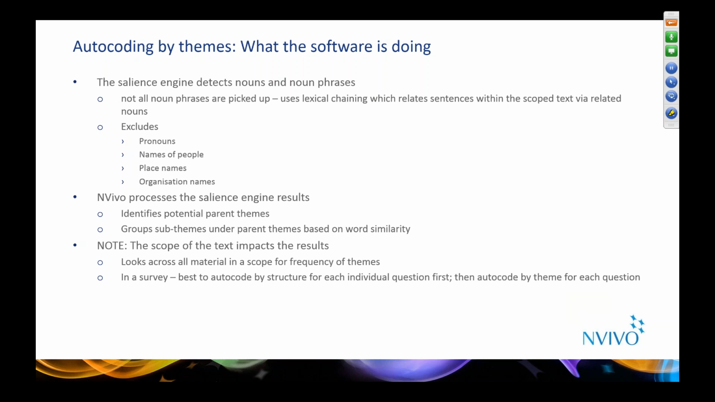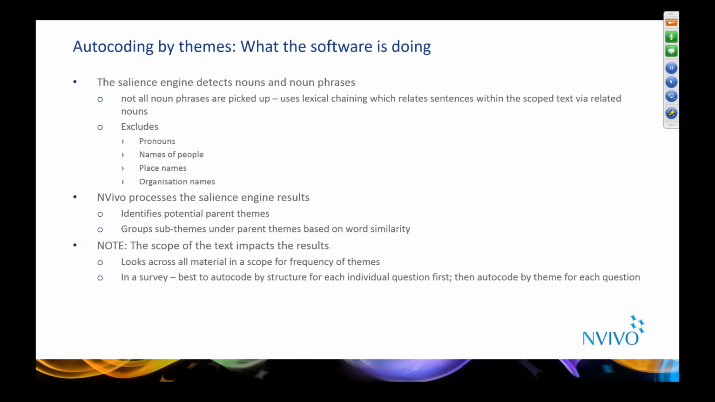And then what NVivo does, having identified those broad topic areas, is group sub-themes under those broad topic areas, or parent themes, based on word similarity. Now, I should point out that the scope of the text does impact the results.